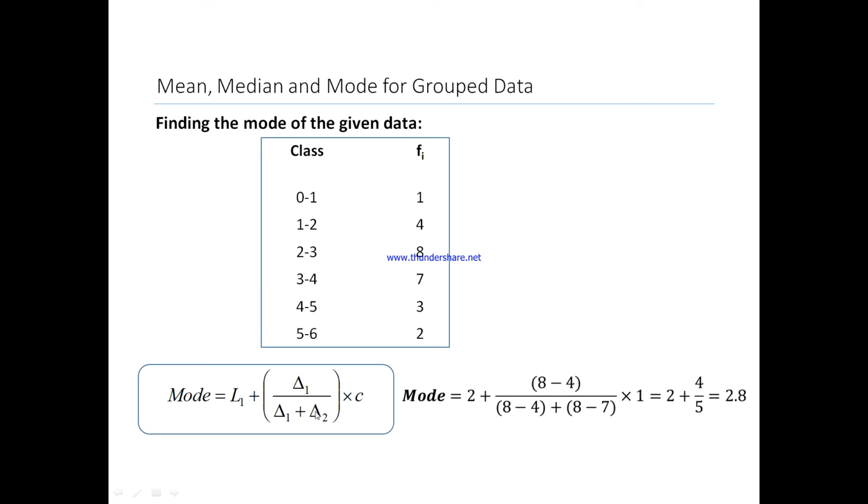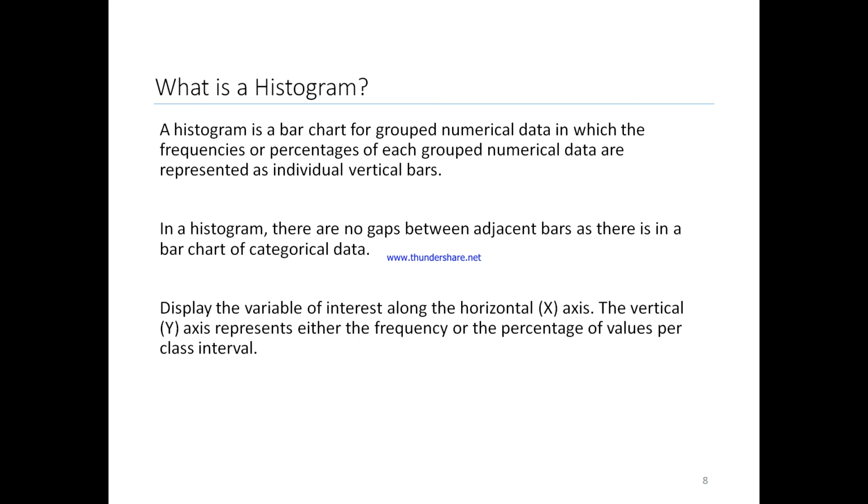And delta 2 is the difference of the frequencies between the modal class and the succeeding class. The succeeding class is 3 to 4, its frequency is 7. So the difference is 8 minus 7. You can substitute it here. By simplifying this, you can find the mode value here. So in this case also you can find the mode value and the median for a group data set using these equations.